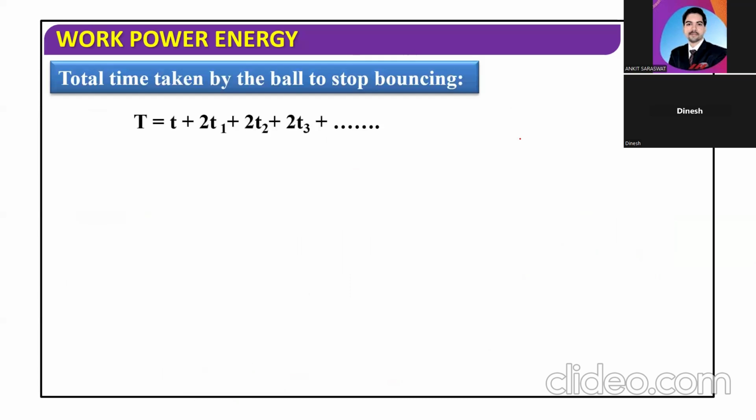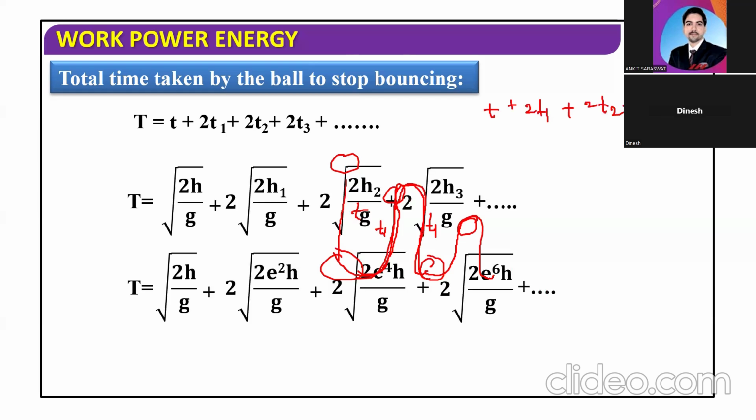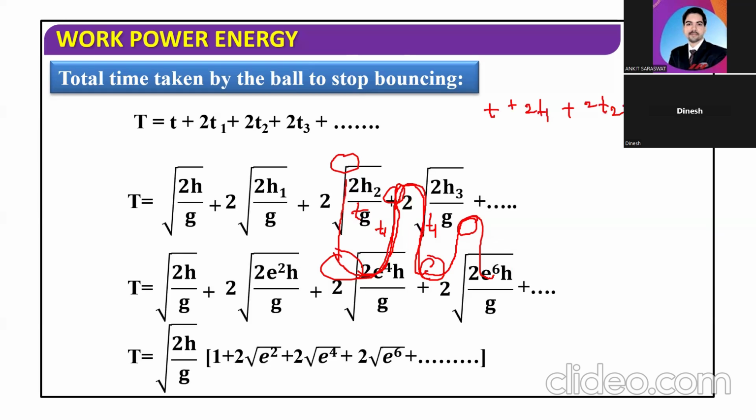Time will be the same thing. If this ball is going down, it takes a small time t. On the first bounce, t1 time it is going up, and before the second bounce it again takes t1, because free fall. Again, on the second bounce, t2 and again t2. Clear? Nothing to worry.